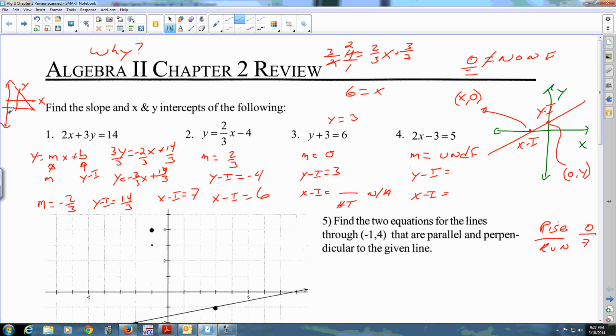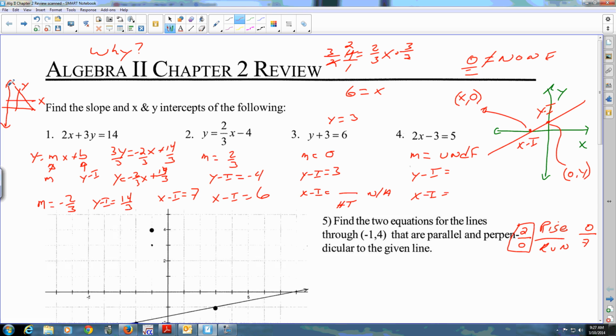You're rising, so you're changing some number. Let's make that 2. But are you running? No, you're not. You can't divide by 0. And that's, again, something you guys just have to know. Okay, you can't divide by 0. So its slope is undefined.